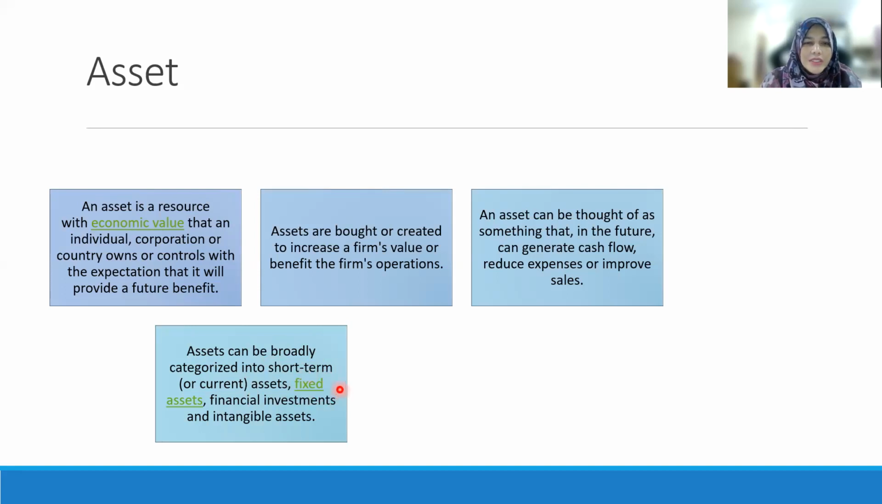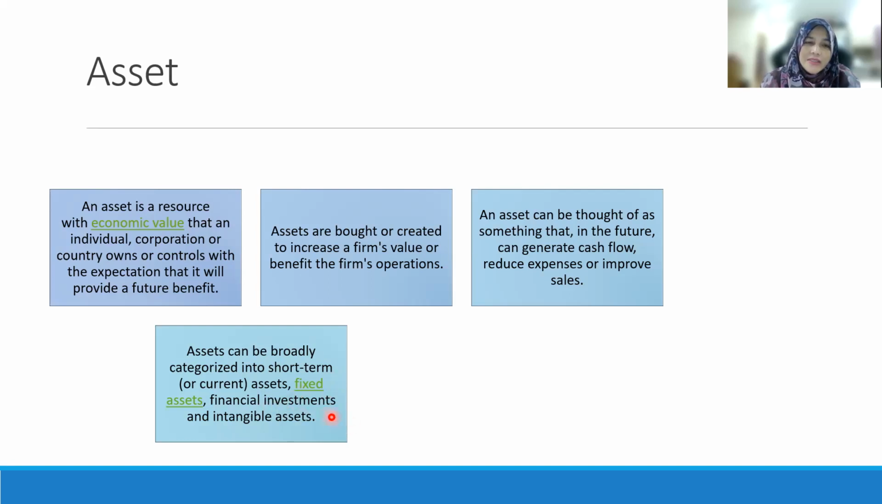Another type of asset is known as fixed asset. Fixed asset usually is in terms of physical asset, for example the building, the land, the machinery, or motor vehicle. Another name for it is non-current or long-term asset. So fixed asset usually refers to physical assets like land, building, plant, machinery, and motor vehicle.